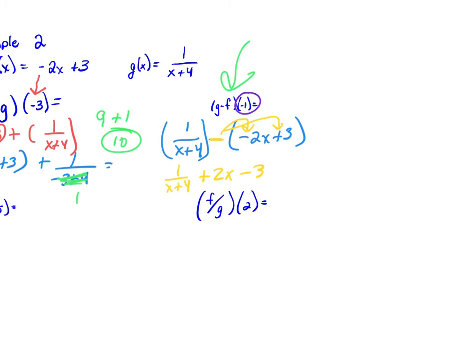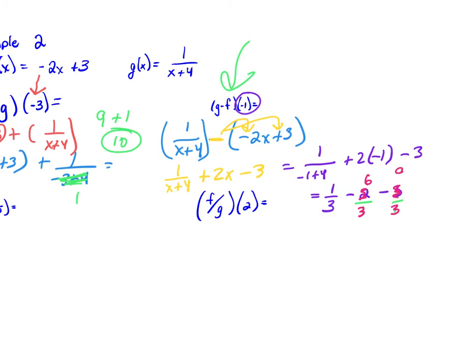What do they want me to replace all the x's with? Negative 1. So I'm going to say 1 over negative 1 plus 4 plus 2 times negative 1 minus 3. So this gives me 1 over 3, right? Minus 2 minus 3. Well, now we have fractions. What's a common denominator between 3, 1, and 1? 3. So if I change this to 3, 1 times 3 is 3, so 2 times 3 is 6. If I change this to 3, 1 times 3 is 3, so 3 times 3 is 9.